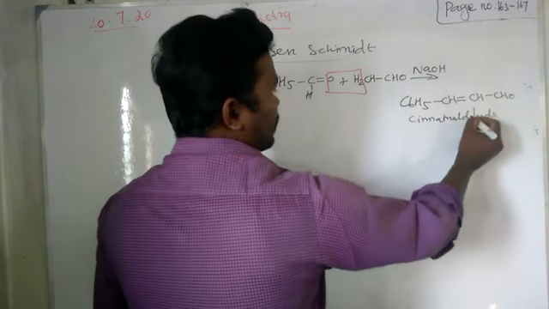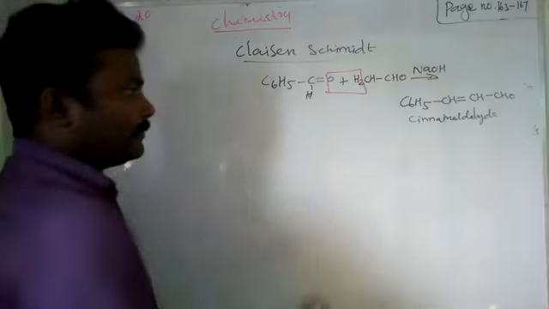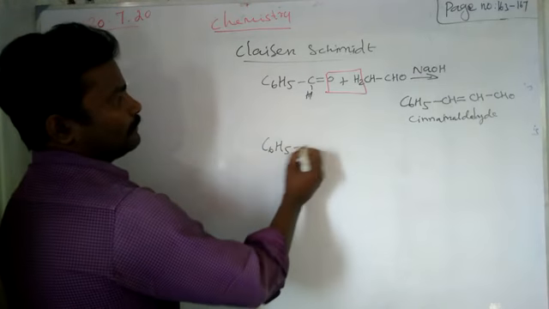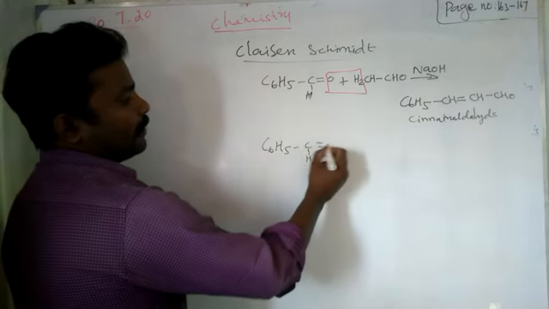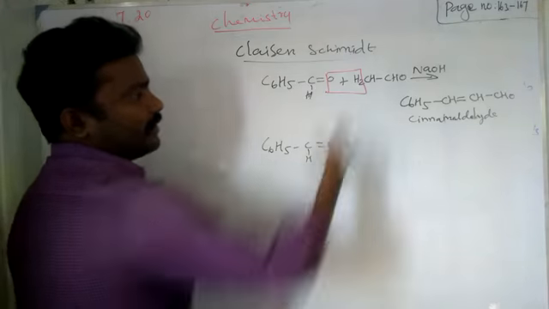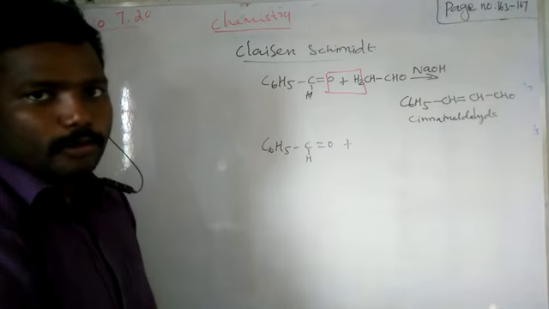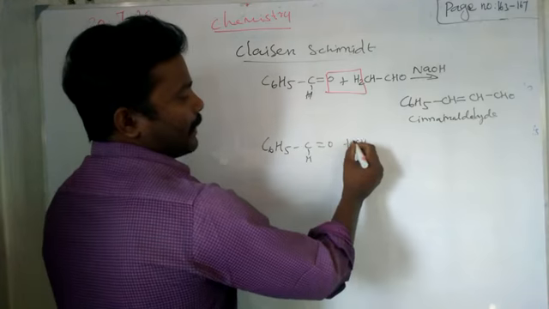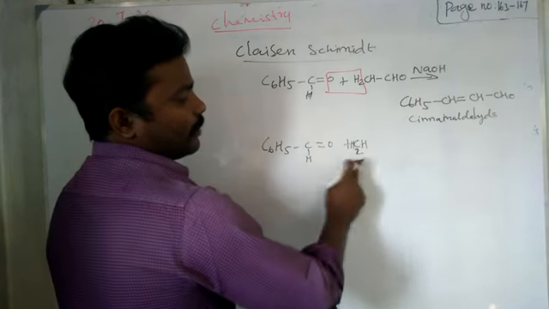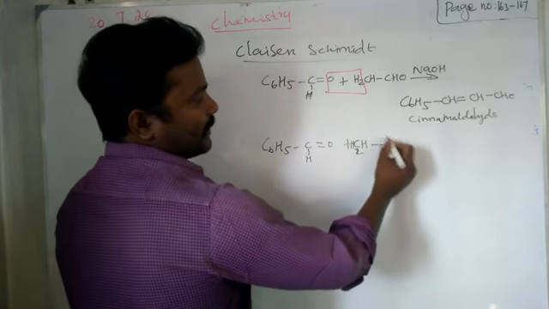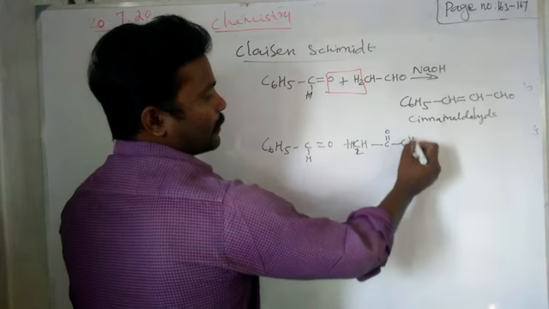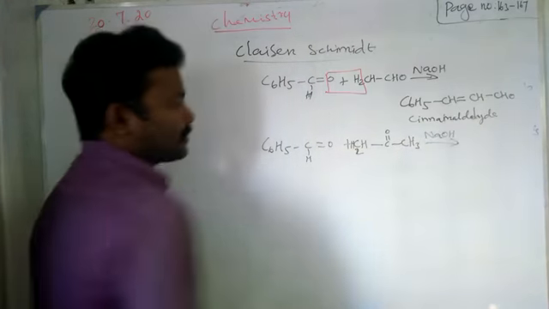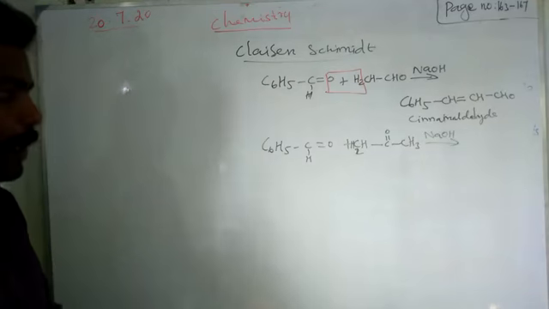What is the name of this compound? Cinnamaldehyde. IUPAC name I already told. Now again we are going to take benzaldehyde. Instead of aldehyde we are going to take a ketone, to take acetone. CH3 only I am writing like this, then C double bond O CH3. Same catalyst, sodium hydroxide. What will be the product?